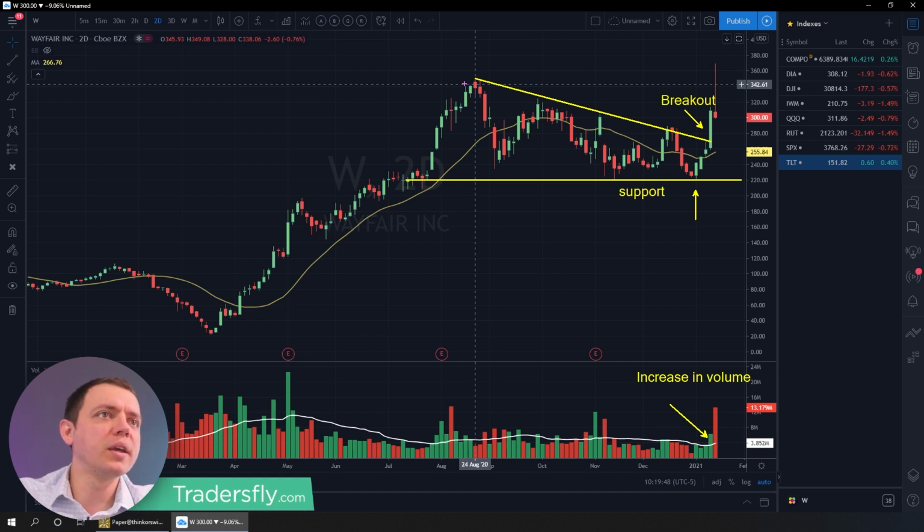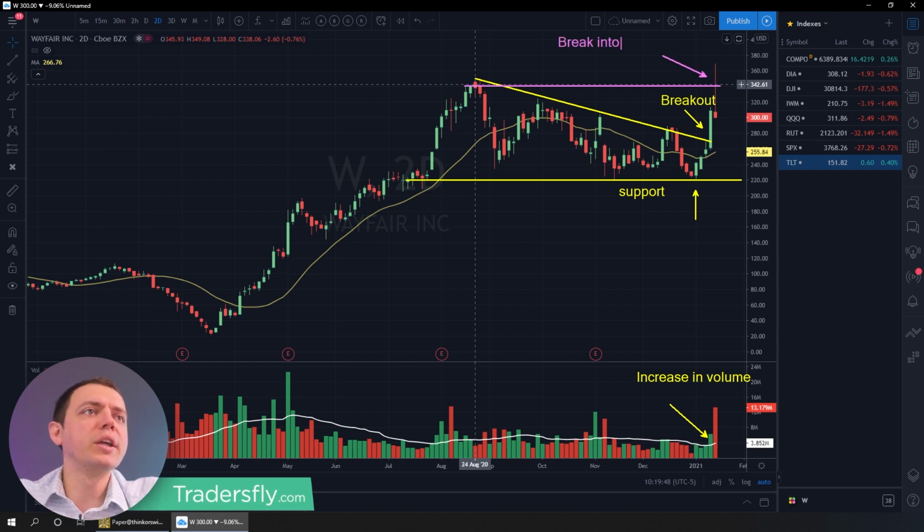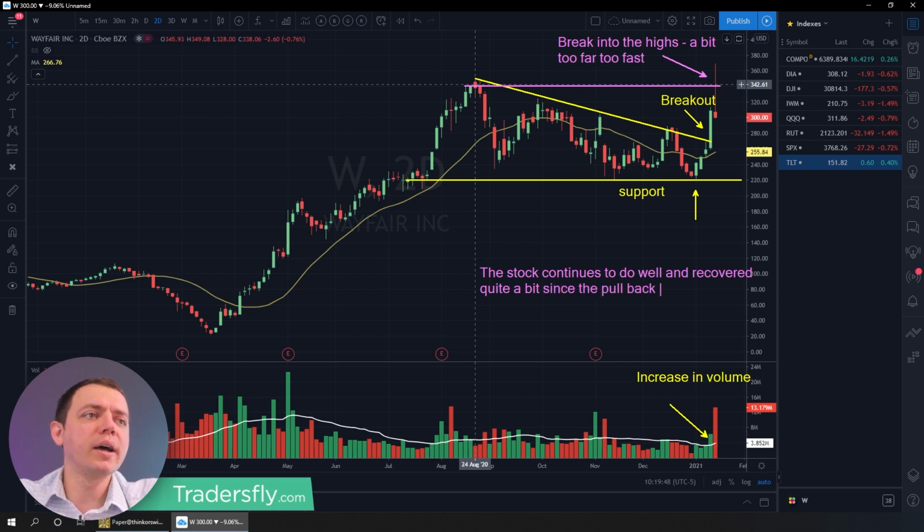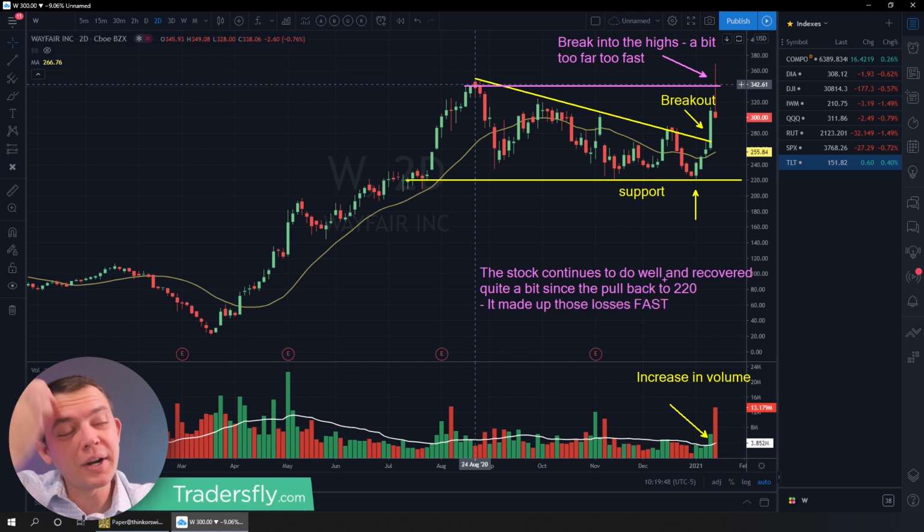So I will go pink. It almost tried to break into the highs a bit too far, too fast, and that's why I got a pullback. However, in this case, the stock continues to do well and recovered quite a bit since the pullback to 220. Basically, it made up those losses fast. So that's pretty amazing, right?